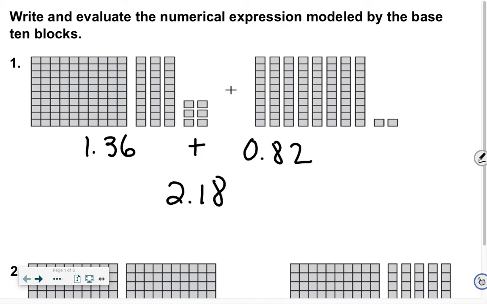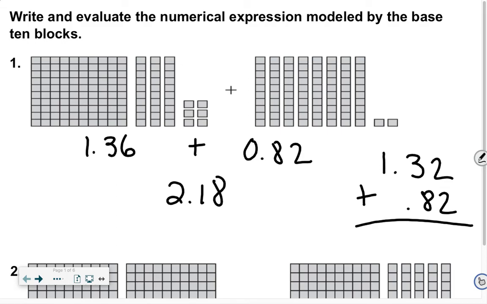Okay. How do you know that's right? You added them, okay? Esri? I added 136 plus 82, and then I added the decimal there. Okay. So you just added the 136 plus 82 and added the decimal into it. When we add, do we need to make sure that we line up those decimals?